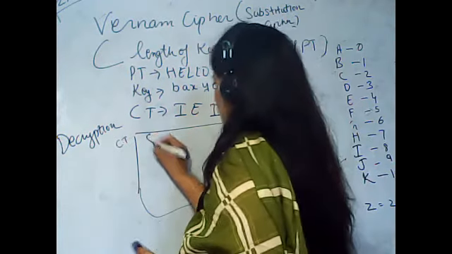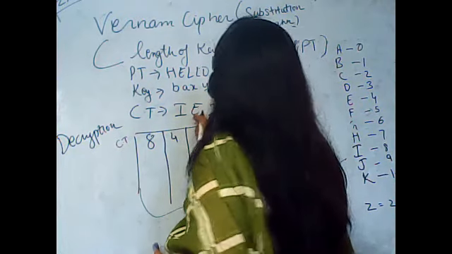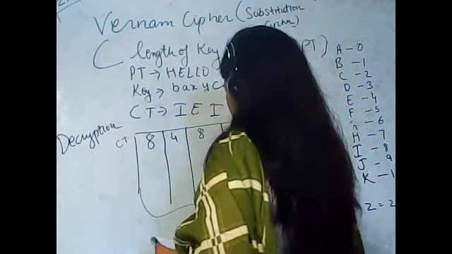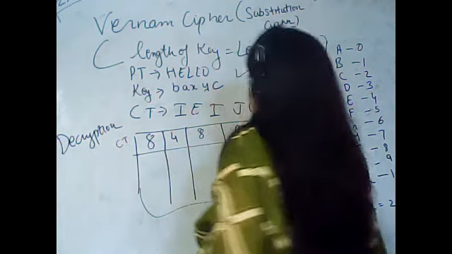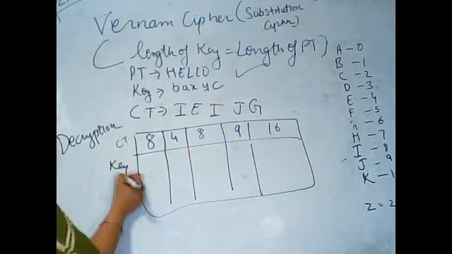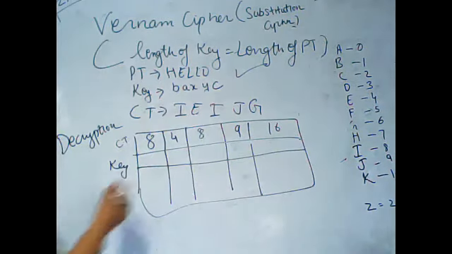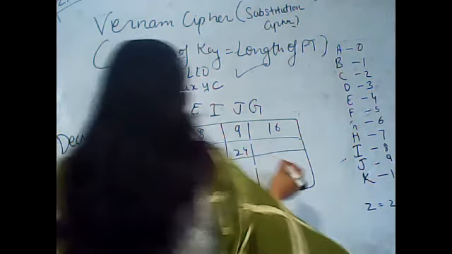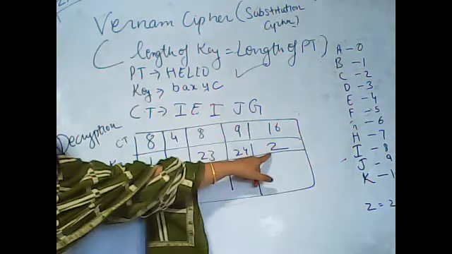So we have the values 8, 4, that is I, then 8, 9, and 16. These are the values for the ciphertext. Again, we will use the key here. So what is the key that we will be having? V, A, X, Y, C. With the key we are having 21, 0, 23, 24, and 2. So these are the values.